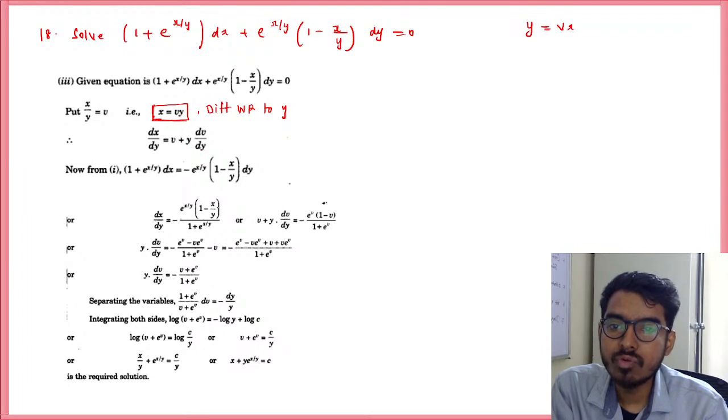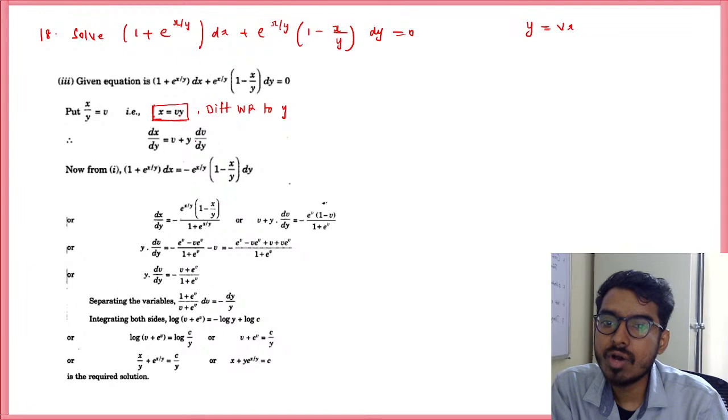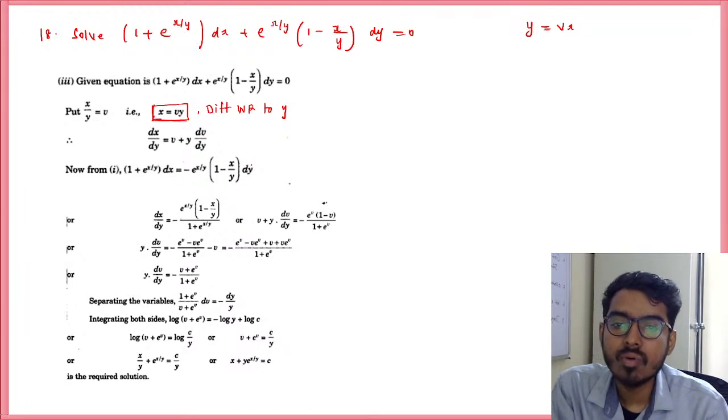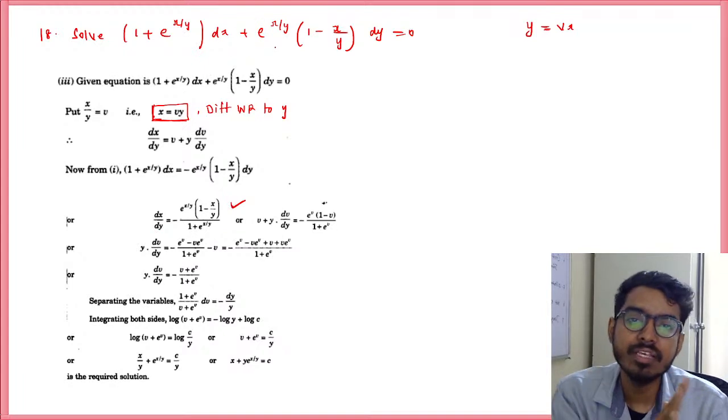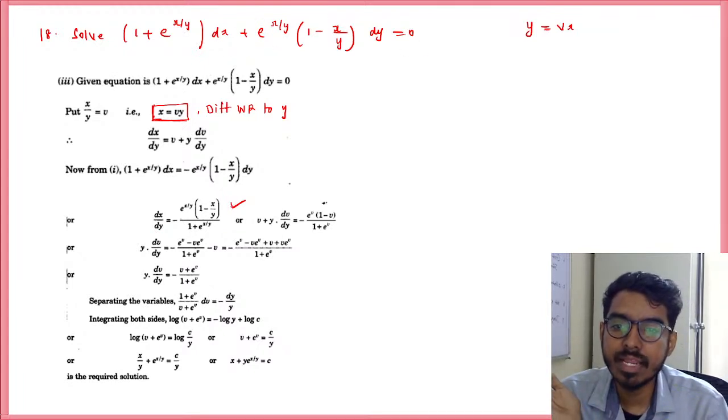Now usually you have to do the same step. Substitute the value of dx by dy and the x value in the equation. So first you write dx by dy is equal to like this, right? Just simplify this and then you bring dx to one side, dy to one side and write like this.